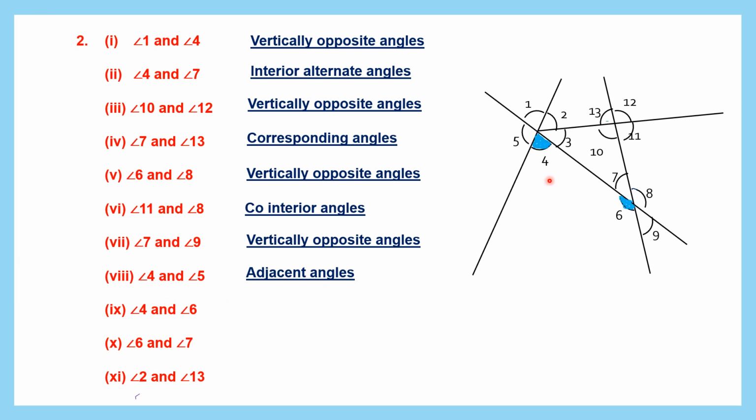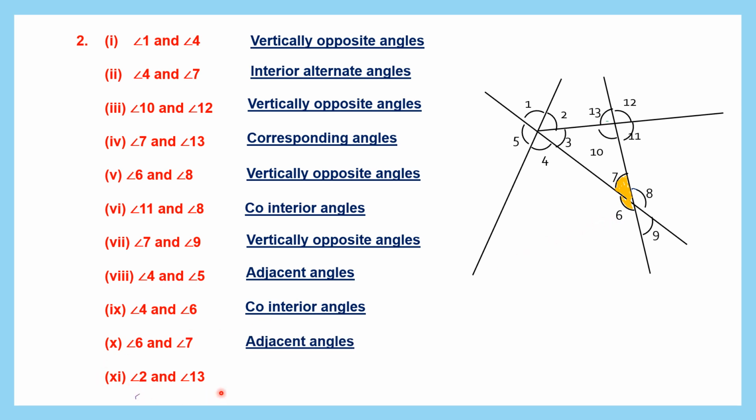So we have angle 4 here and angle 6 here. As you can see, they are inside and they are on the same side. So they are co-interior angles. Angle 6 is here, angle 7 is here. If you look carefully, they are on the same straight line with a common arm and a common vertex. So they are adjacent angles.